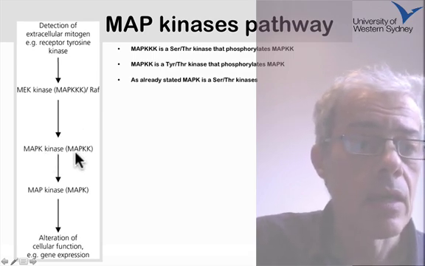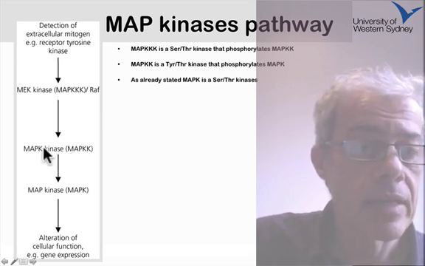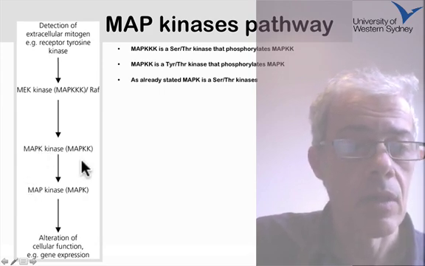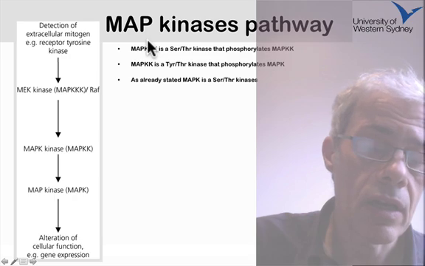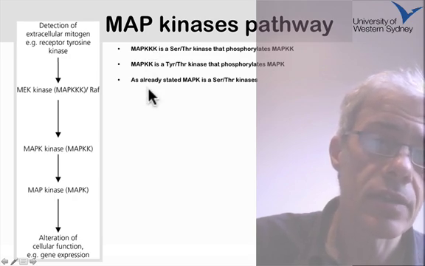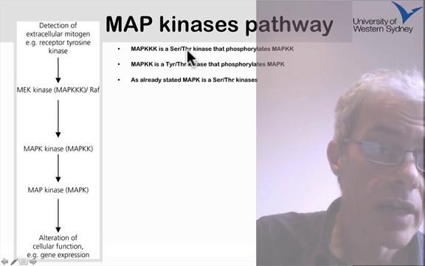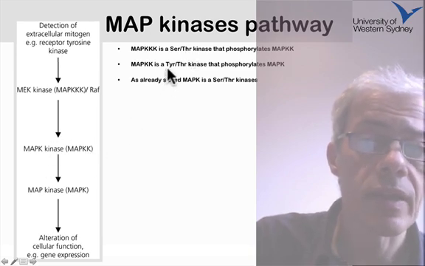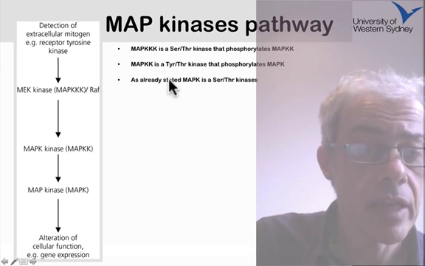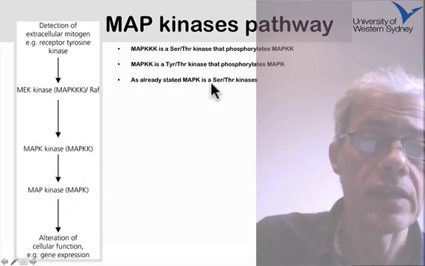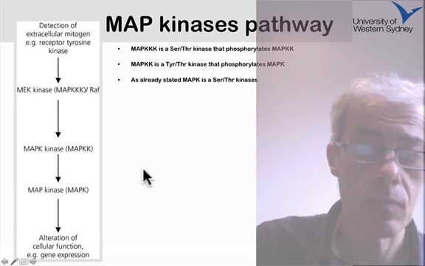MAPKK, and then MAPKK is able to phosphorylate MAP kinase. So we have a cascade of 3 kinases. The top level kinase is a serine threonine kinase. The second kinase in the pathway is a tyrosine threonine kinase, and the MAP kinase itself is a serine threonine kinase.